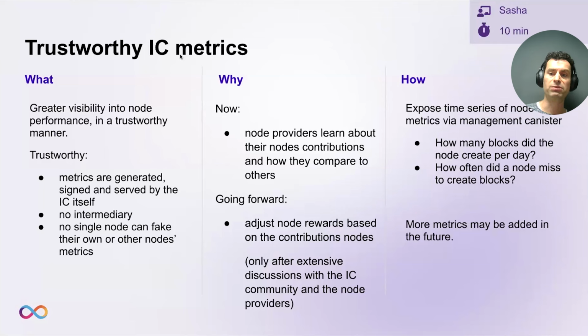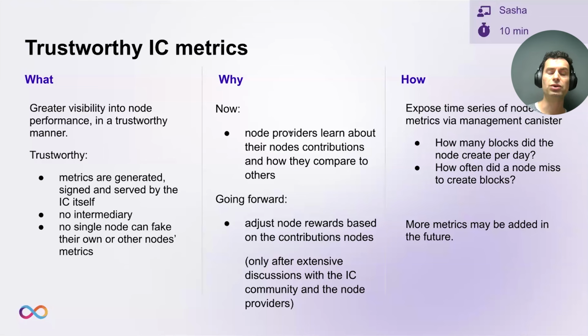And this is only possible if there is a source of information that cannot be disputed, that is definitive, saying, hey, your nodes are not contributing to the protocol or have not been contributing to the protocol in the past.